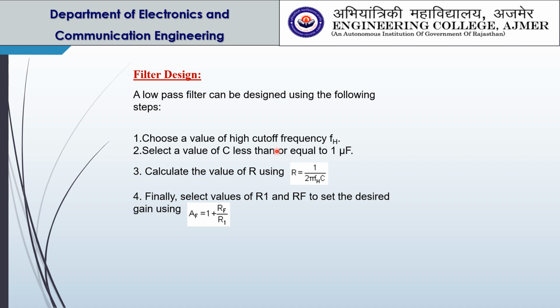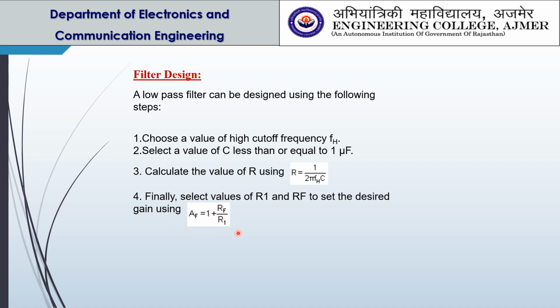Then the third step is to calculate the value of R using the formula R equal to 1 upon 2 pi FH C. This formula comes from the high cutoff frequency formula. In the last lecture we have seen that FH equal to 1 upon 2 pi RC. So once we fix these two values, we can calculate the value of R as 1 upon 2 pi FH C. And finally, select the values of R1 and RF to set the desired gain using AF equal to 1 plus RF by R1.